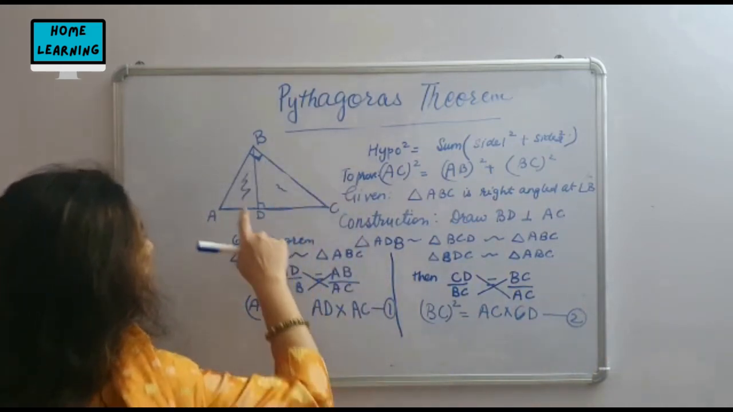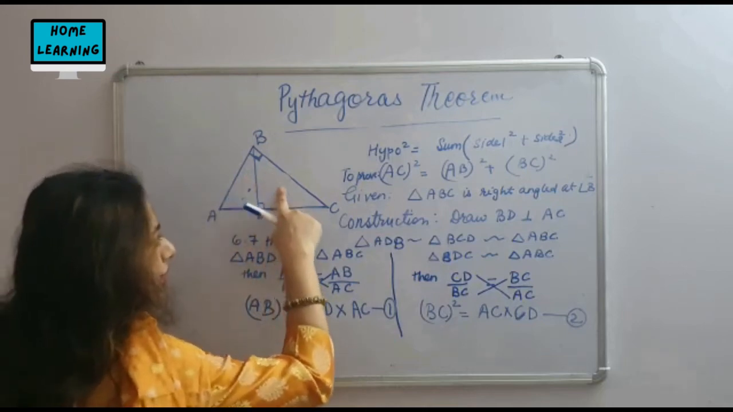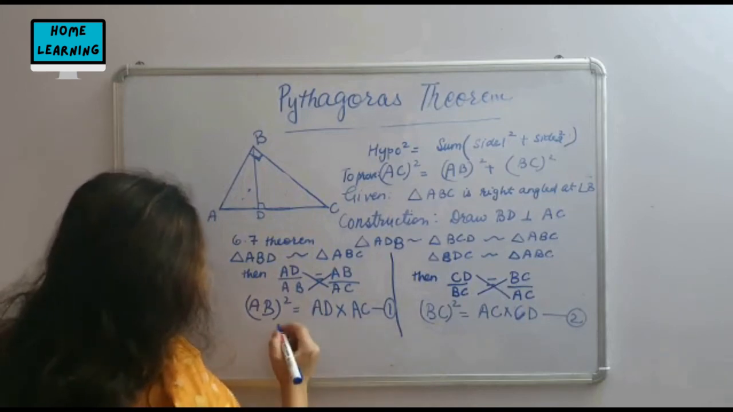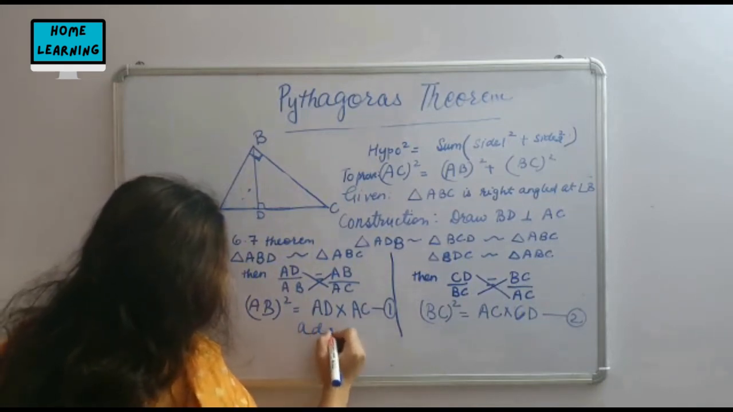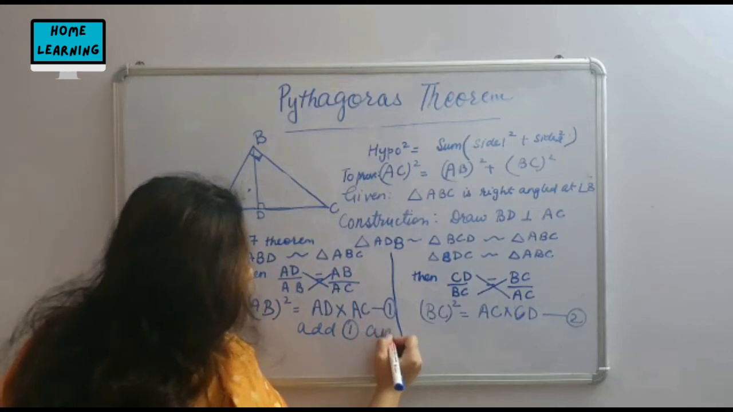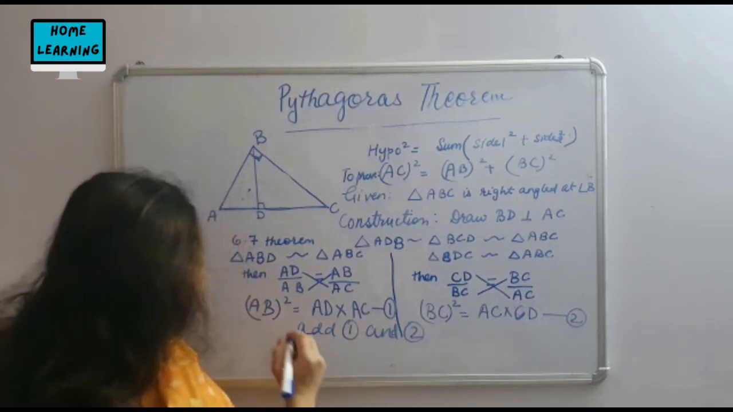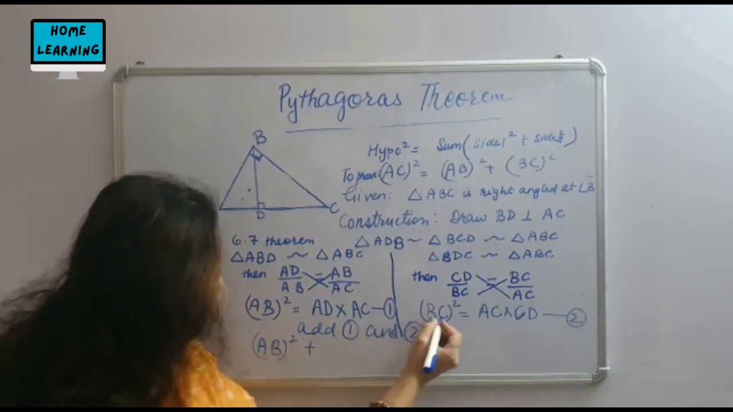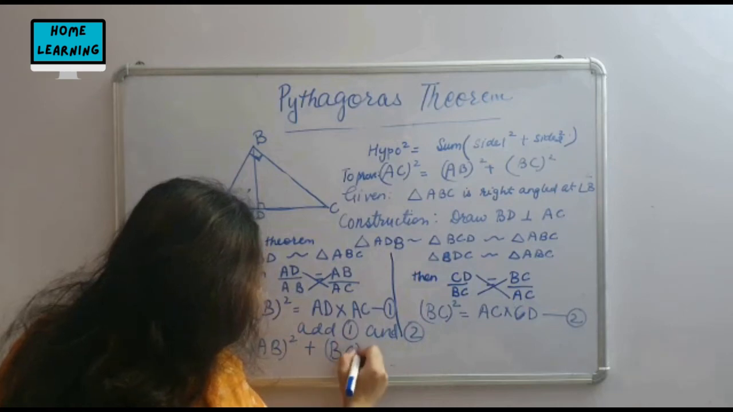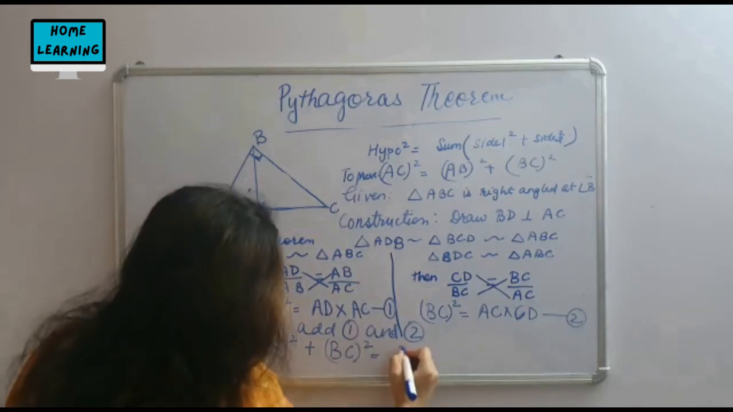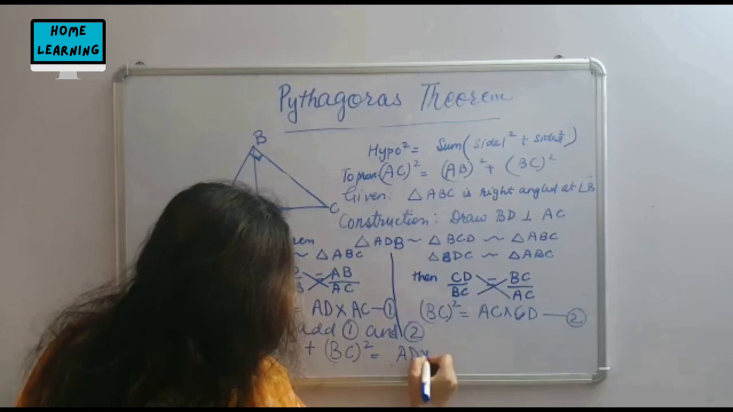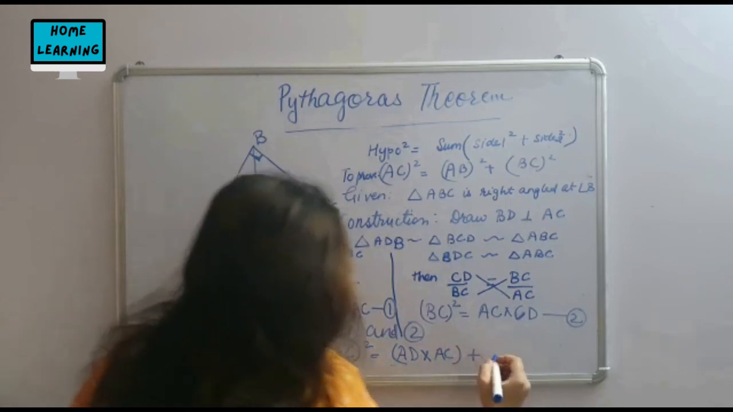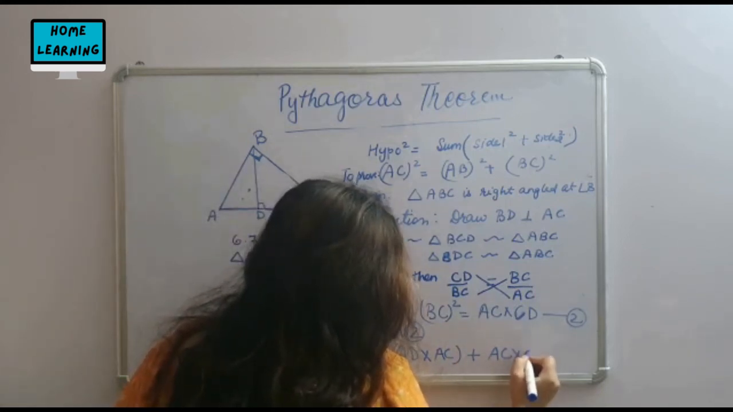Now, since you can see this triangle and this triangle together form the complete triangle, we will add these two. Add 1 and 2. You get AB square plus BC square is equal to AD into AC plus AC into CD.